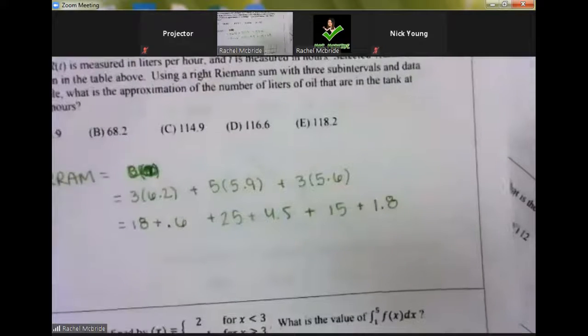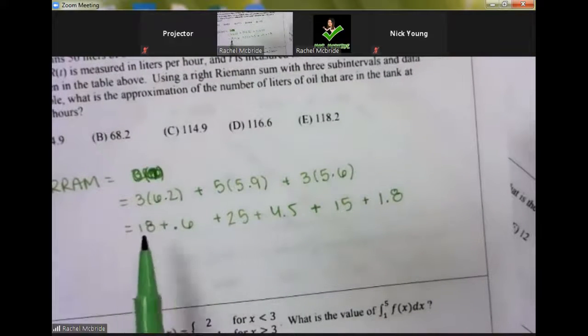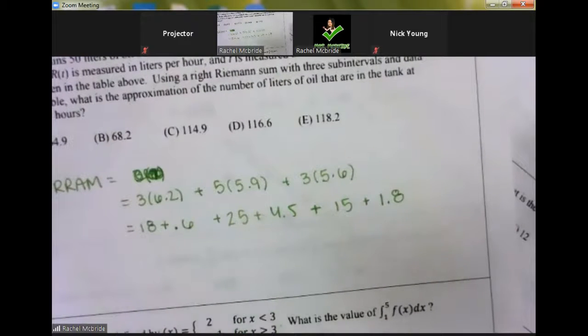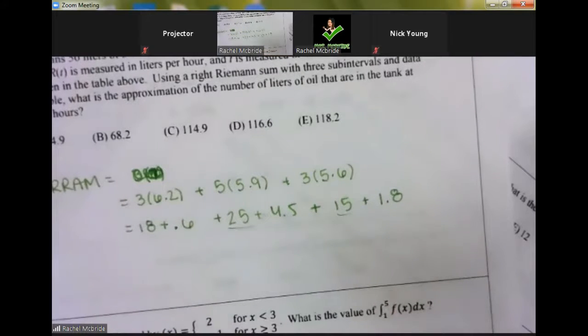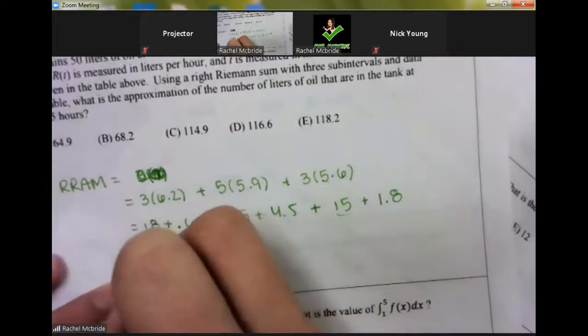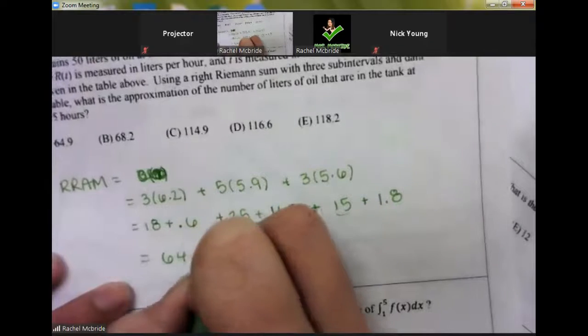So now when you add those all together, you add 18.6, 25, 4.5, 15, and 1.8. If I'm picking numbers to add, I'm going 15 and 25 together to start, because that's going to give me 40. Then I'd add my 18 to get me to 58. And then I would look at the rest of the numbers and just add them up slowly and get to 64.9.